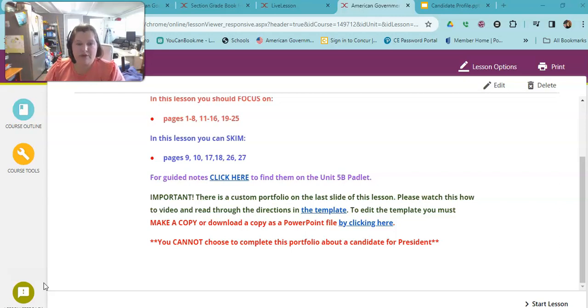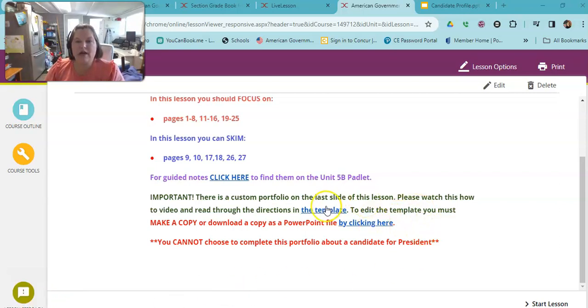It is really important to note that you cannot choose a candidate for president. It isn't because we have anything against either of the two candidates, but this portfolio should help you learn something about a candidate that you don't know that much about. That's why we don't want you to do president. President Biden and former President Trump are in the news all the time, so you likely know some things about them. That is why you have to pick a candidate who's not running for president.